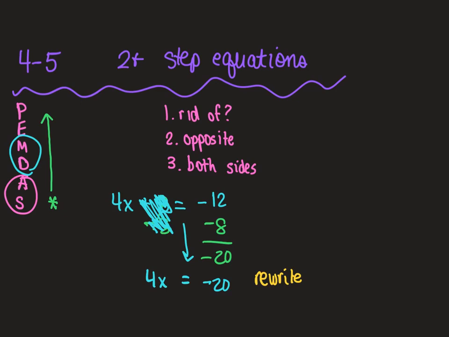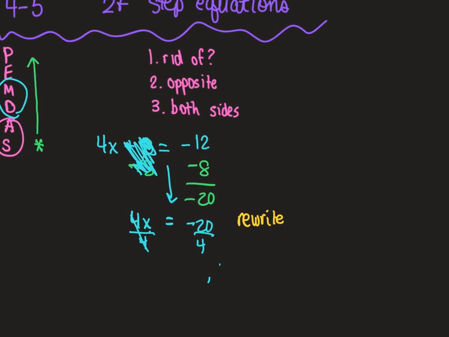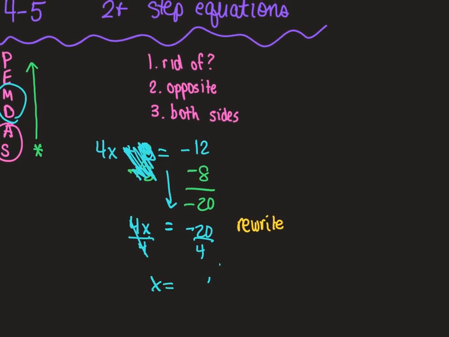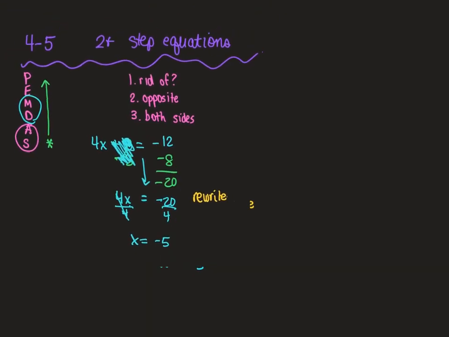Okay, so what have we done so far? We sing the song once, I got a negative 20, I'm rewriting my equation. Now I can sing the multiply or divide song. Divide by 4, cross out, what's my answer? I get x equals negative 5. That's how I solve a two-step equation. I sing the song a couple of times, always the add or subtract song first, then the multiply or divide song.